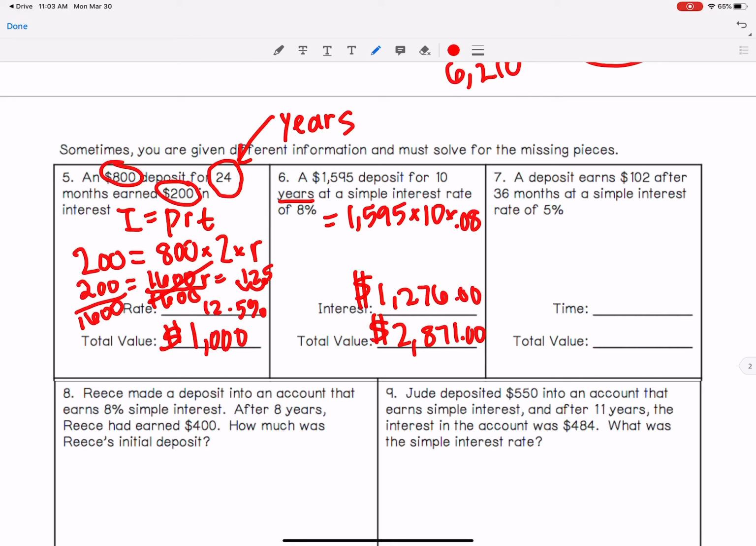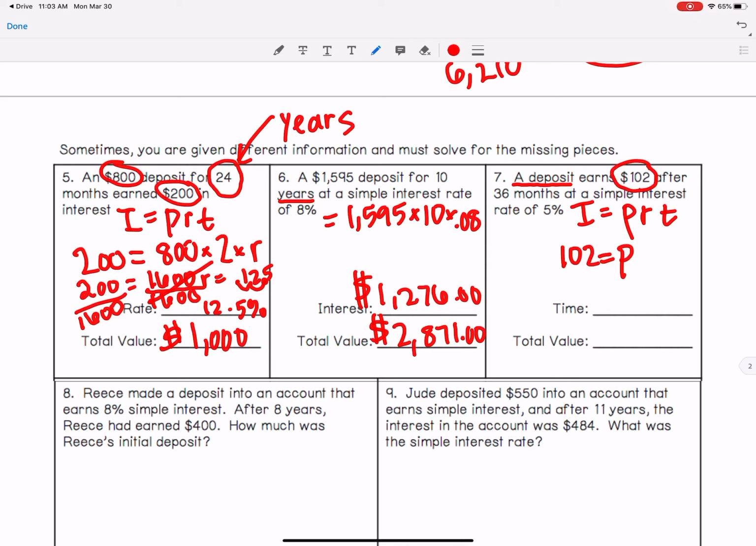Let's use our equation. Interest equals the principal times the rate times the time in terms of years. So a deposit earns $102 after. What that's telling us is somebody's putting some money in, but we don't know how much. So nobody gave us what P is. We don't know what that is. But we do know that over time, the interest you earn is $102. So I'm going to plug $102 in for I.